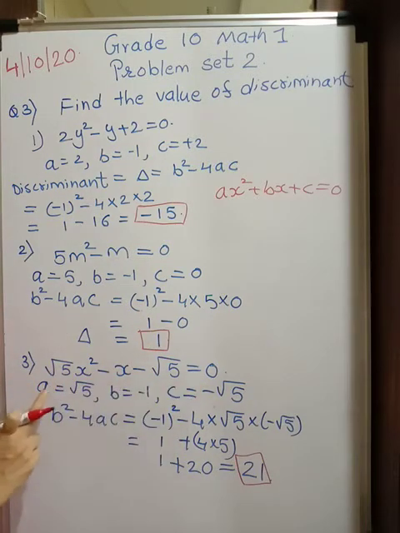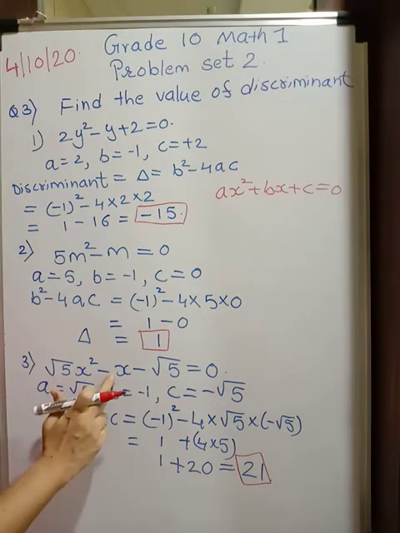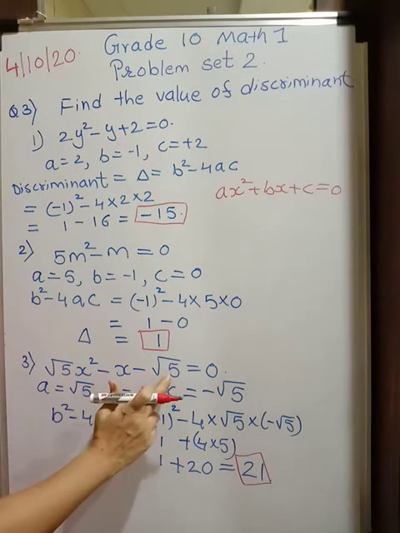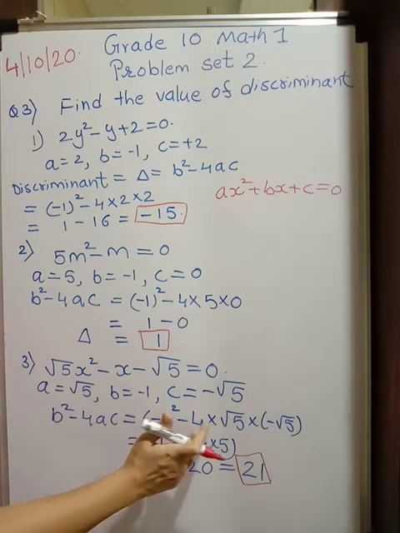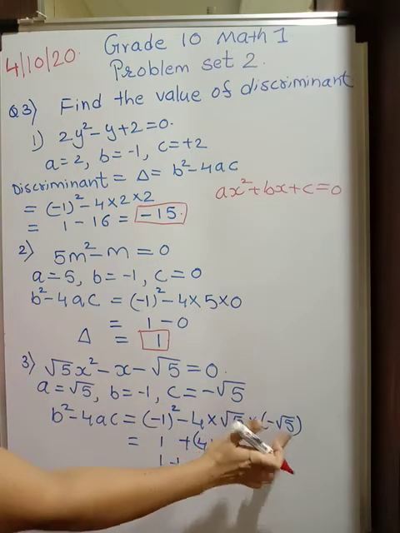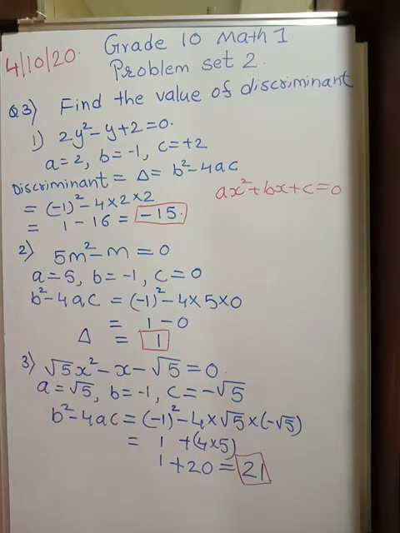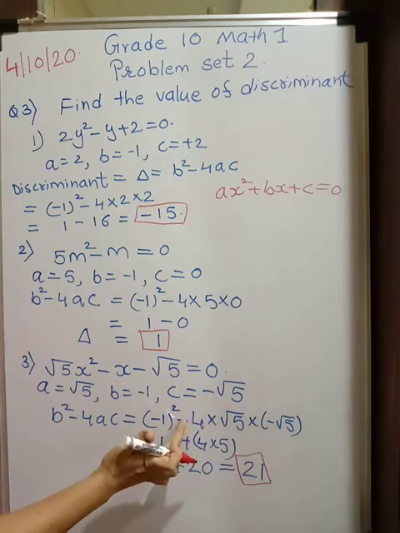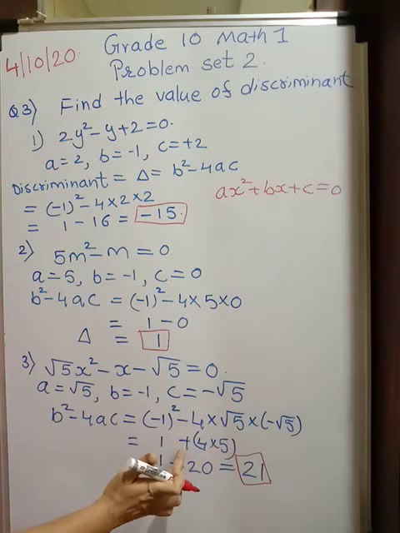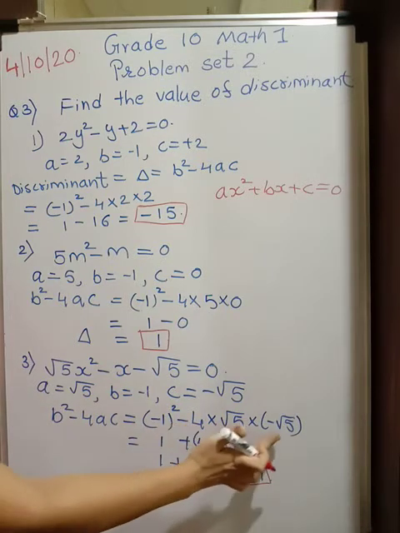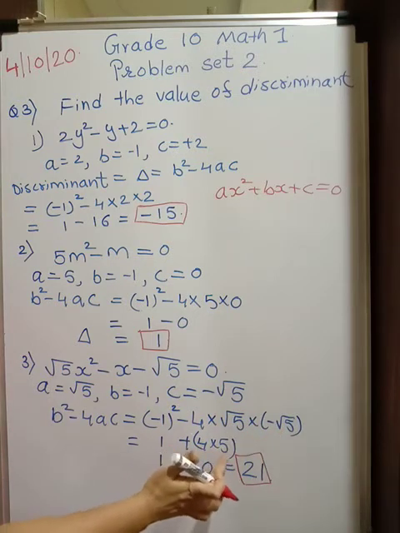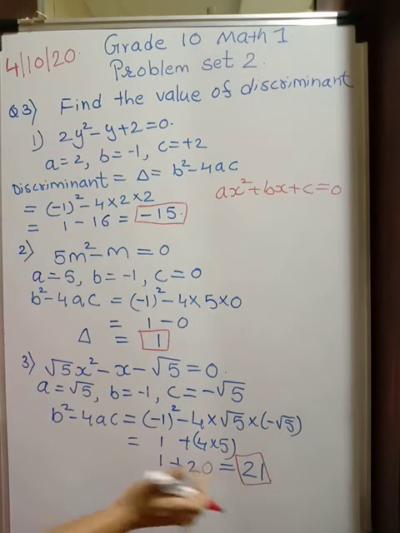Now look at this. A is root 5, b is minus 1 and c is minus root 5. B square minus 4ac will give you minus 1 the whole square minus 4 into root 5 into minus root 5 because c is minus root 5. Now this minus into this minus into minus becomes plus. Minus 1 square is 1 plus 4 into root 5 into root 5 is 5. 4 into 5 is 20. 1 plus 20 is 21. Is it clear? Okay. So this was the third question.